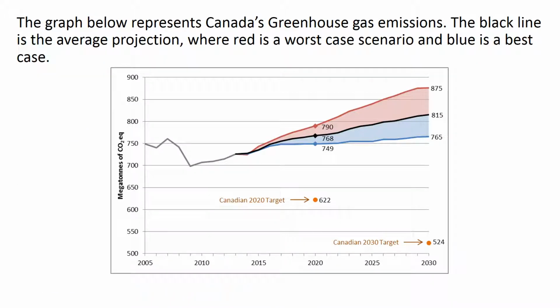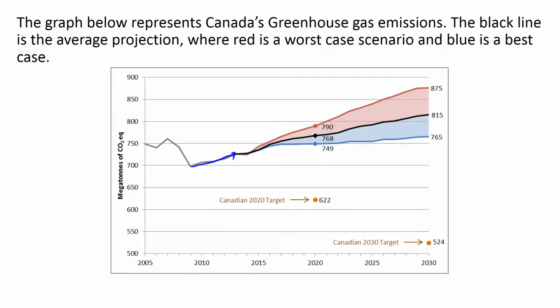So here's a really pretty frightening graph that came out in the news a little while ago. This is showing Canada's current greenhouse gas emissions here, this gray line, leading up until this was released in about 2014 or 2013 maybe. So that gray line is the actual emissions, and then the red line is a worst case scenario of our greenhouse gas emissions coming up. Blue is actually a best case scenario based on our current government policies and our current practices as Canadians.